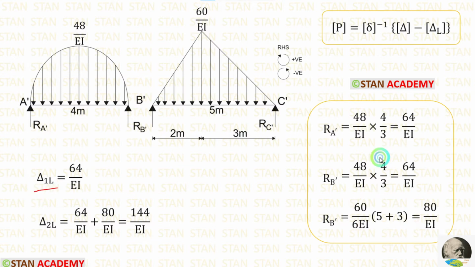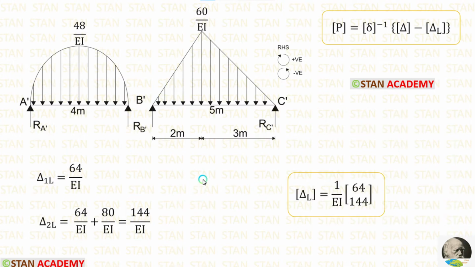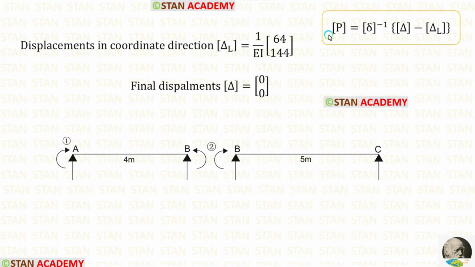For delta 1L, we have to apply the value of RA dash. For delta 2L, we have to add these two values. After adding, we are getting 144 upon EI. So, using the formulas, we can easily calculate delta L matrix. In this formula, we have calculated the delta L matrix.